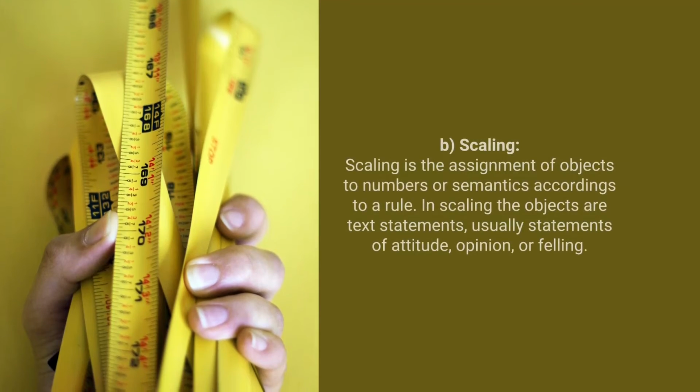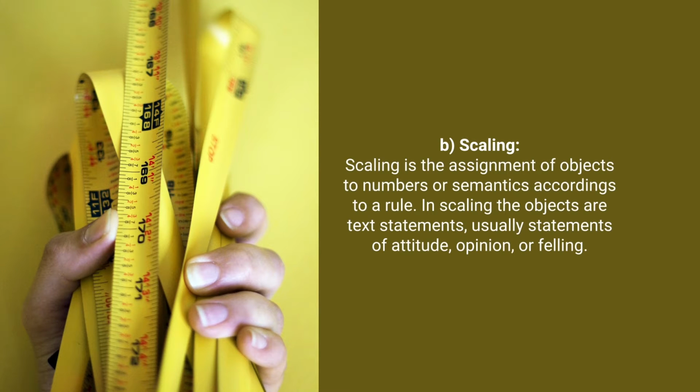In our preceding sessions, we elaborately talked about measurement when we were discussing measurement and scaling techniques. But since here we are talking about the scaling technique, scaling is the assignment of objects to numbers or semantics according to a rule. In scaling, the objects are text statements, usually statements of attitude, opinion, or feeling.